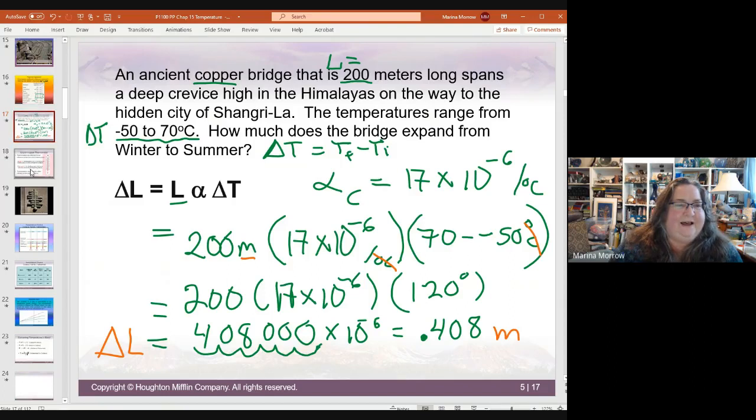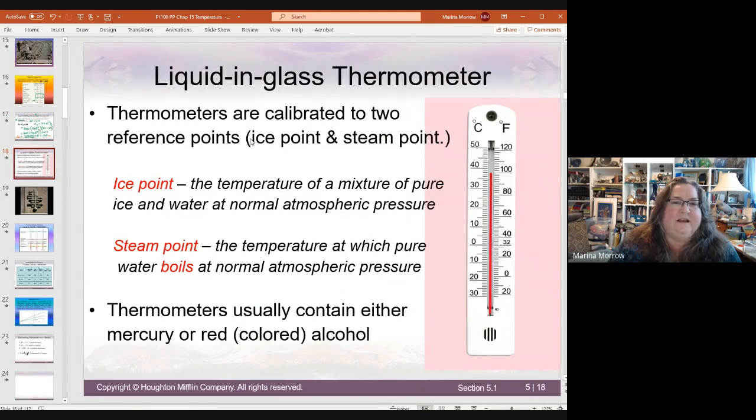Okay, so let's continue looking at temperature. So thermometers usually are calibrated to 2 reference points. And currently, usually, there are reference points of the ice point and the steam point. So the ice point is also what you might call the freezing point of water.